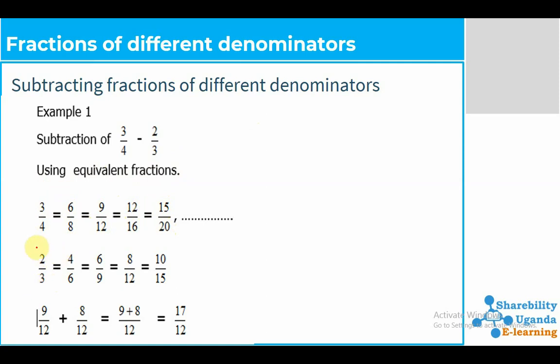Then also the equivalent fractions of 2 out of 3 are the same as 4 out of 6, then 6 out of 9, 8 out of 12, then 10 out of 15. So we are going to look out for the common equivalent fraction by looking at their denominators.